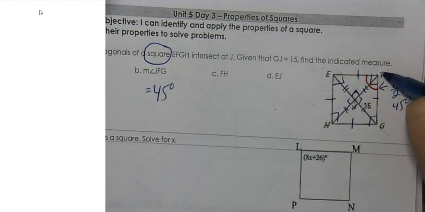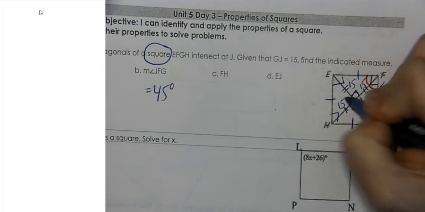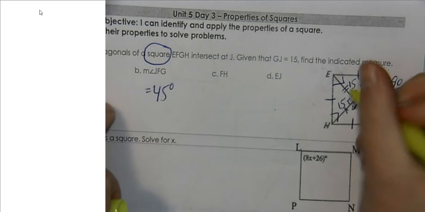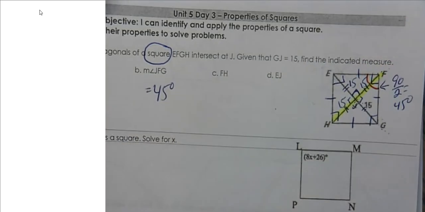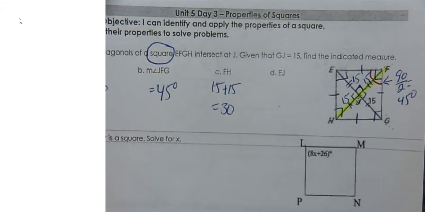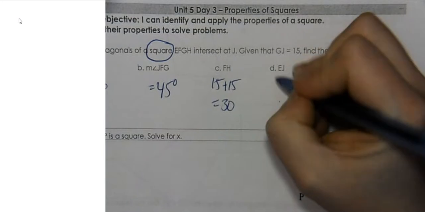Next, we need to find what FH is. We know that the diagonals are congruent, and if this piece is 15, this other piece is 15, this piece is 15, and this piece is 15, because the diagonals are congruent and they bisect each other. So therefore, the length of FH, which is this whole diagonal right here, is 15 plus 15, and 15 plus 15 is 30. And finally, we want to find what EJ is, and that is, once again, 15.